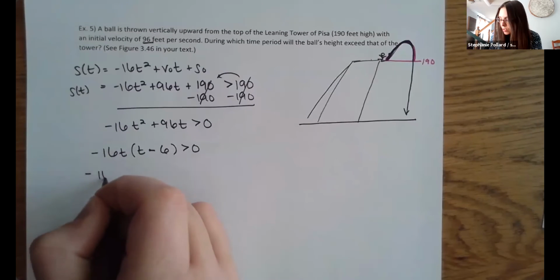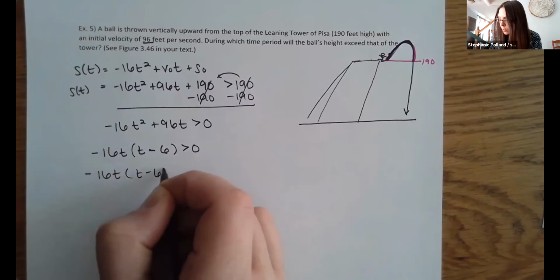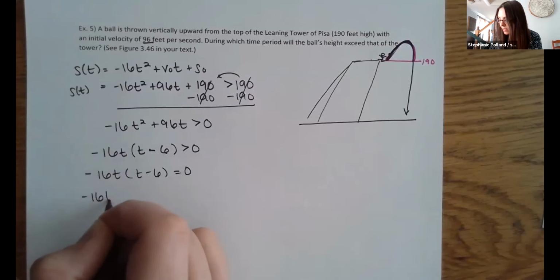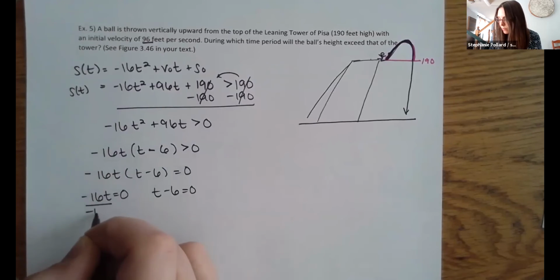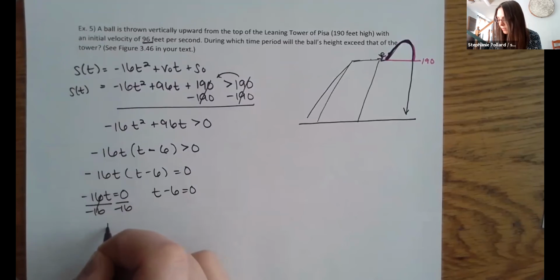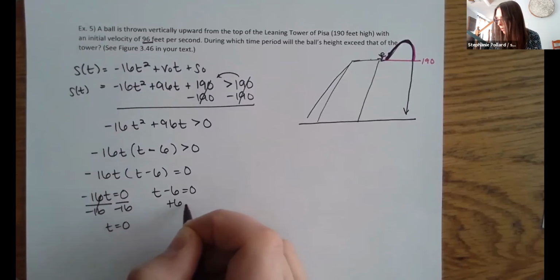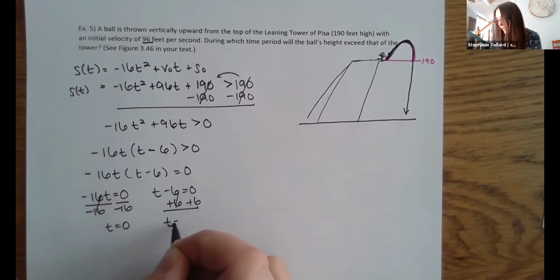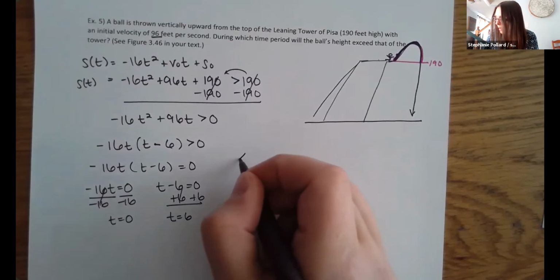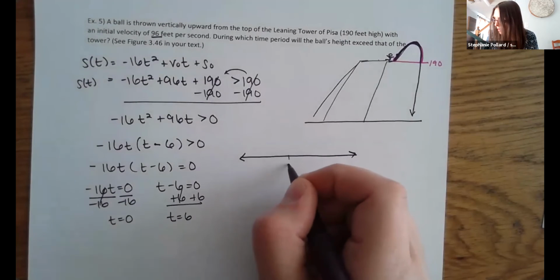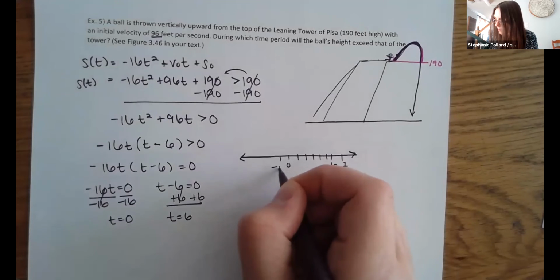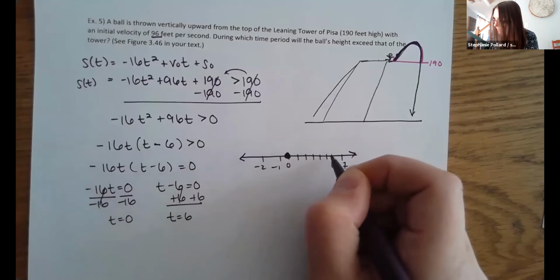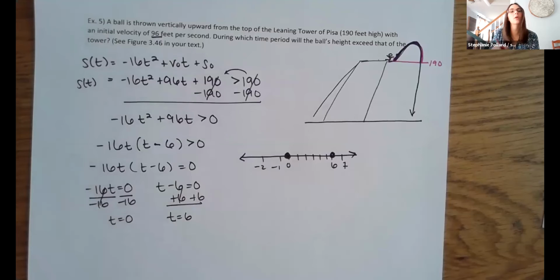So now remember, you're actually solving the equation here to get those boundary points. So I have negative 16t equals 0 and t minus 6 equals 0. Here you're dividing by negative 16 and you get 0. Here you're adding 6 and you get 6. So our boundary points are going to be at 0, 1, 2, 3, 4, 5, and 6. And then you're going to pick test points in between.